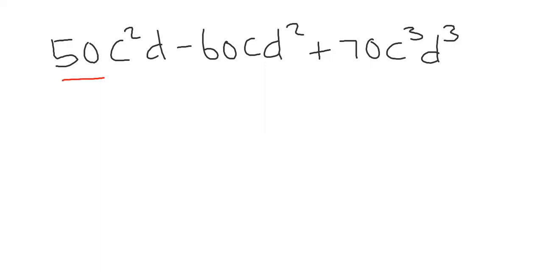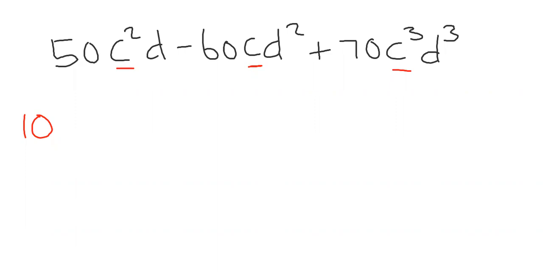So we look for a factor of 50, 60, and 70: the highest number that can divide 50, 60, and 70. That number is 10. We put it there. Then from there, we check our variables. So we have a c squared here, and we have a c here.